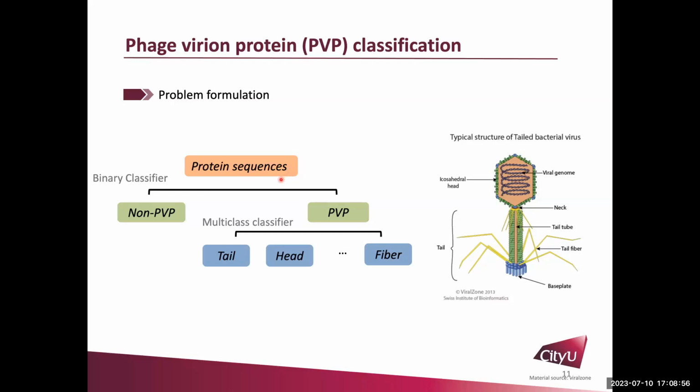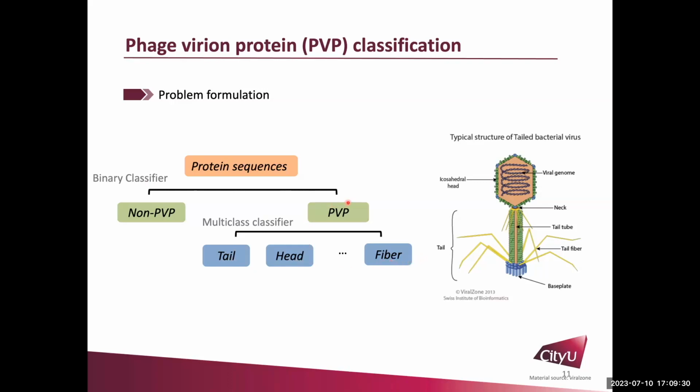The input of the model will be protein sequences, and the output will be the function or label of the proteins. Phage protein annotation is a well-defined problem, including two successive tasks. The first one is the binary classifier that will classify the protein sequence into either non-PVP or PVP. Then the PVP proteins will be predicted into a more specific class, such as tail, head, or fiber.